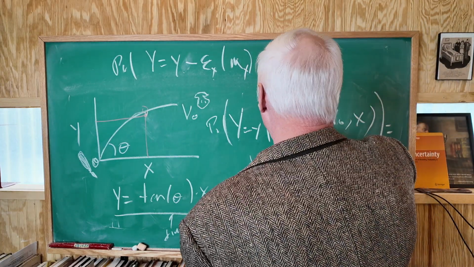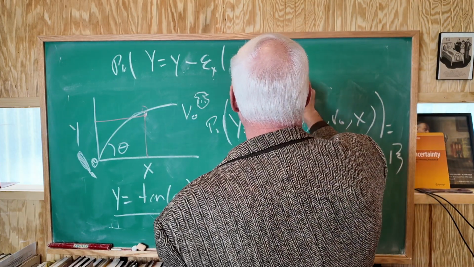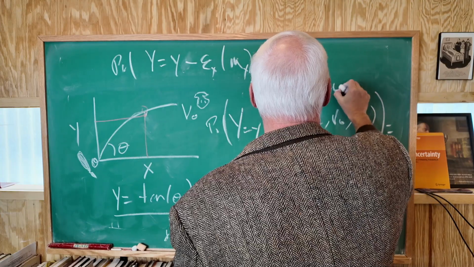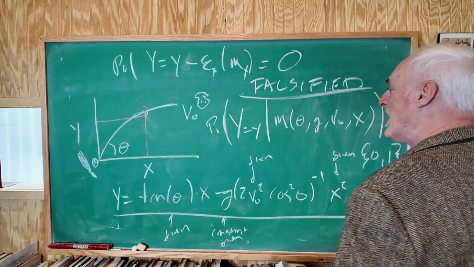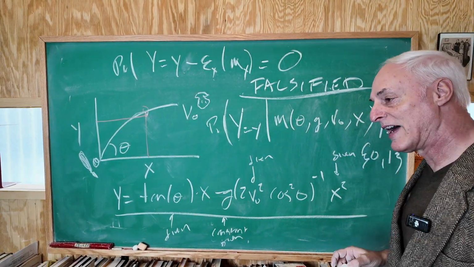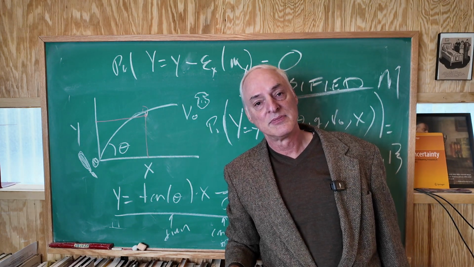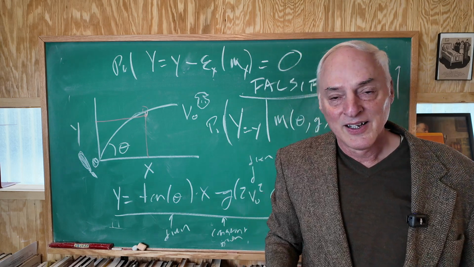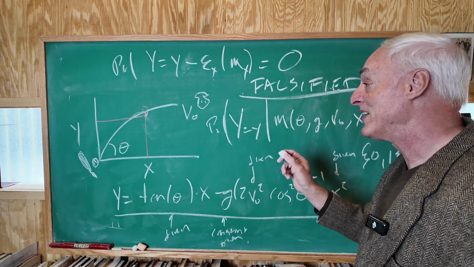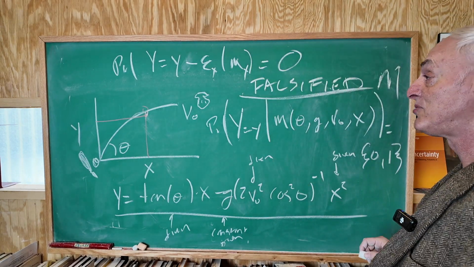So what have we done? You're going to love this. This is one thing I don't like. Falsified. We have falsified the model. The model has been proven false. There's no getting around this. We have proved this model false.